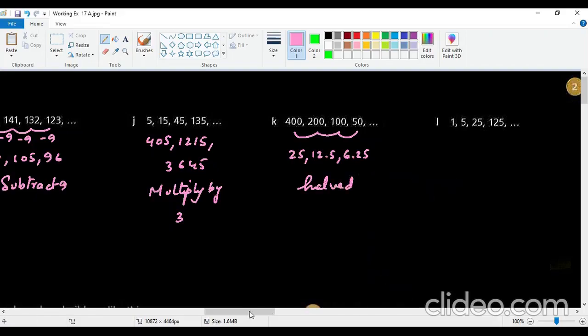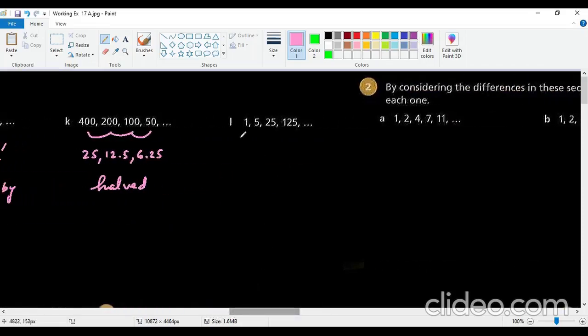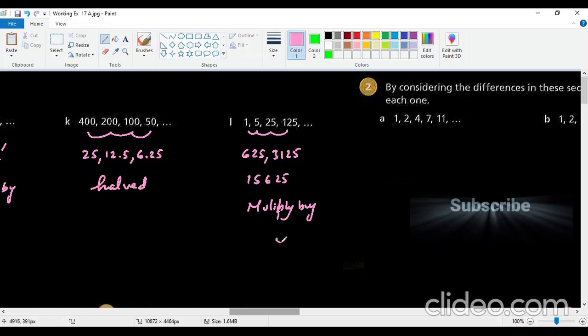Next is L. In L, the previous number is multiplied by 5. So the next numbers are going to be 625, 3125, and 15625. And here you are going to multiply by 5.